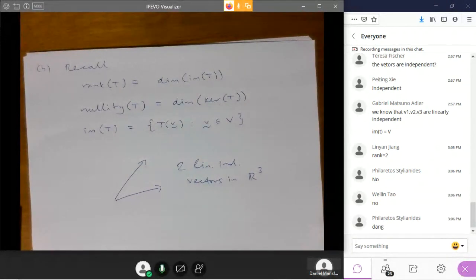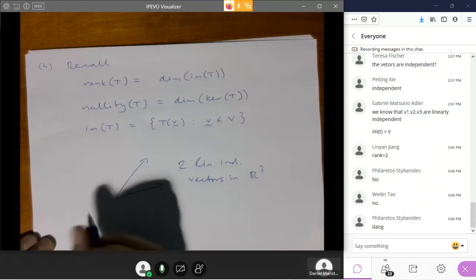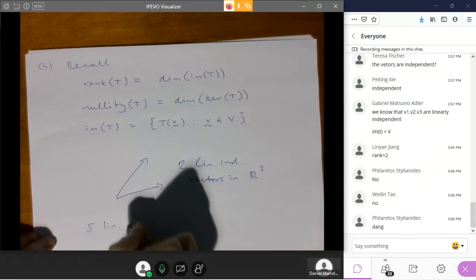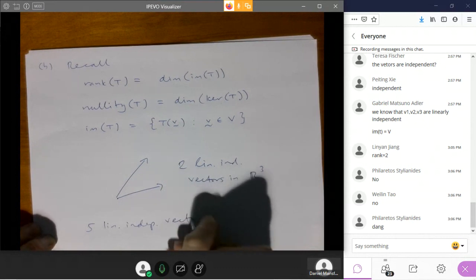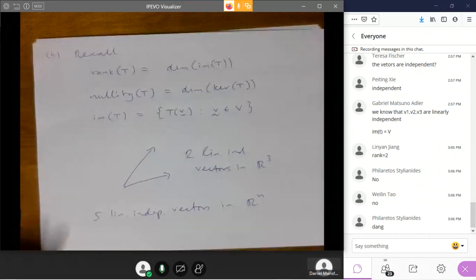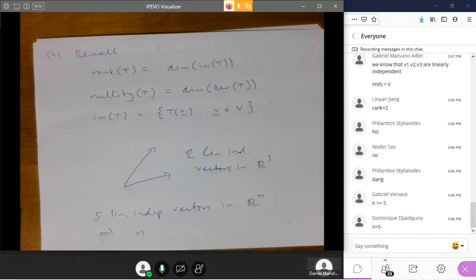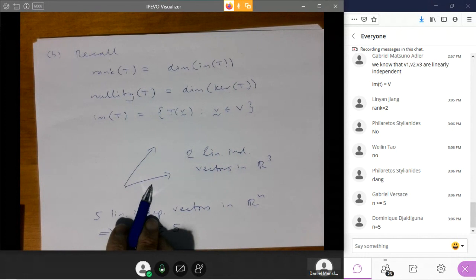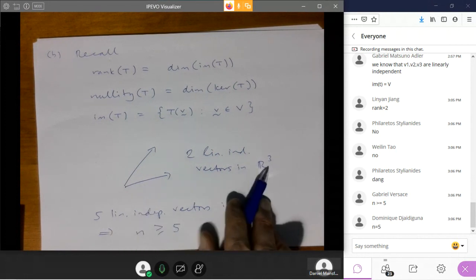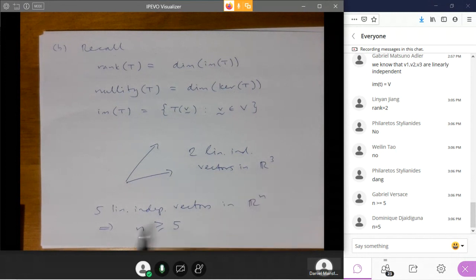Let's turn it round and say something a bit different. If I tell you I've got 5 linearly independent vectors in Rn, what can you tell me about n? Yes, so sorry, we've got 2 contradictory answers. Gabriel was right. n is greater than or equal to 5. It doesn't have to be equal to 5. Like here, we've got two linearly independent vectors in R3. That doesn't mean 3 equals 2. It's possible because 3 is greater than or equal to 2. So n is greater than or equal to 5.